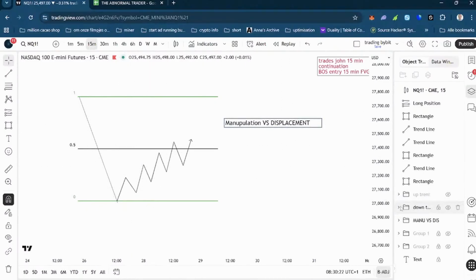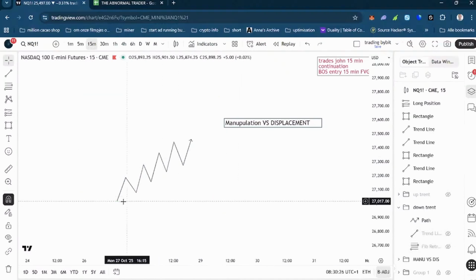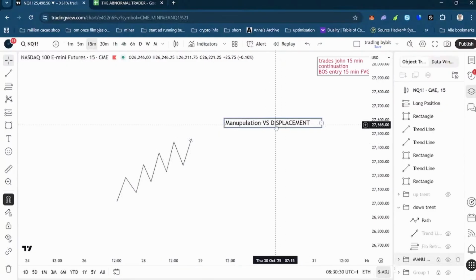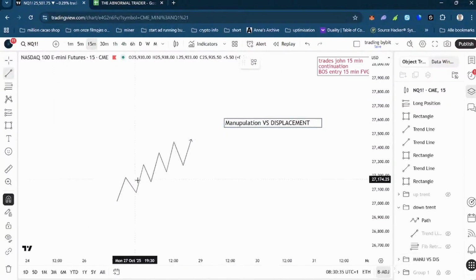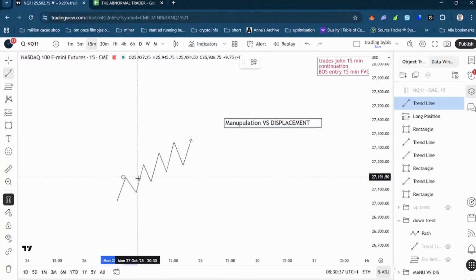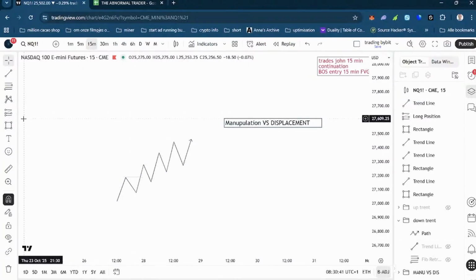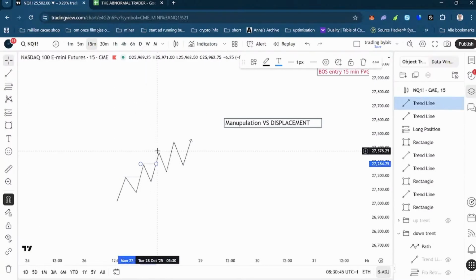let me take this one off. So if we have a movement in a direction, we want to see displacement to see a continuation movement. So we're trading continuations, so we want to see that displacement. So what we see: a high gets taken, and we have a nice force above it. Again, we see the next high get taken, and we got a nice force move above it.